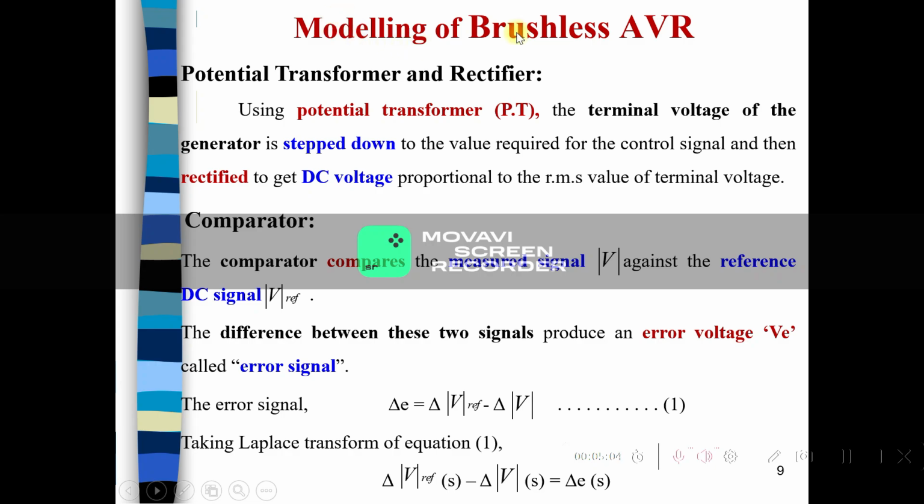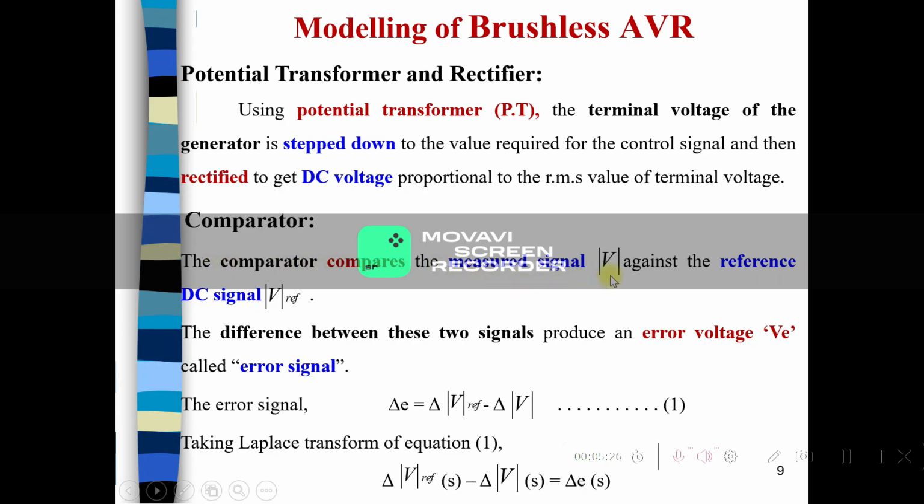Next one, modeling of brushless AVR. Potential transformer and rectifiers: the terminal voltage of the generator is stepped down to the value required for the control signal and then rectified to get a DC voltage proportional to the RMS value of the terminal voltage.